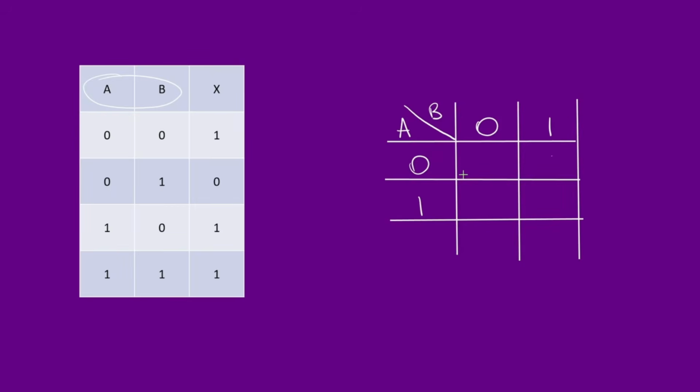Okay, so let's do that. So 0, 0 gives us 1. 0 on A and 1 on B gives us 0. 1 on A and 0 on B, so that's this, gives us 1. And 1 on A and 1 on B gives us 1 also. So there you have it. You've drawn our first Karnaugh map.